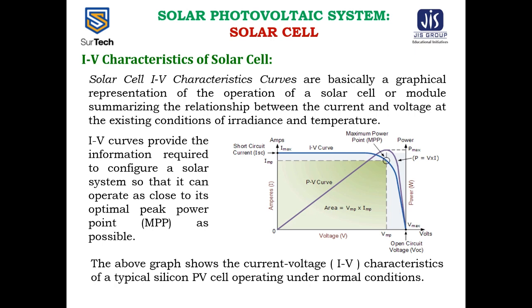The IV curves provide the information required to configure a solar system so that it can operate as close to its optimal peak power point, that is called the maximum power point MPP, as possible. The graph here shows the current voltage, that is IV characteristics of a typical silicon photovoltaic solar cell operating under the normal conditions.